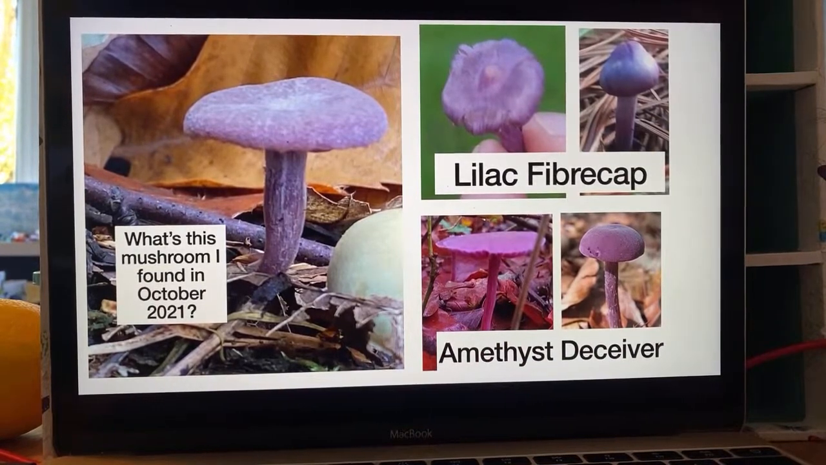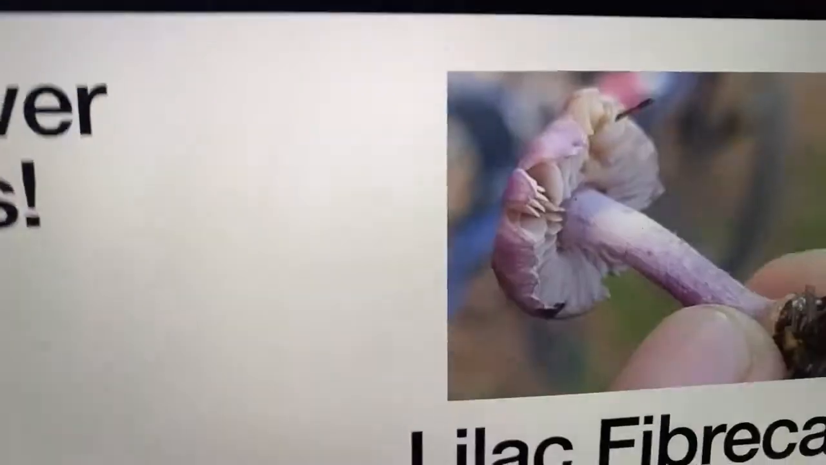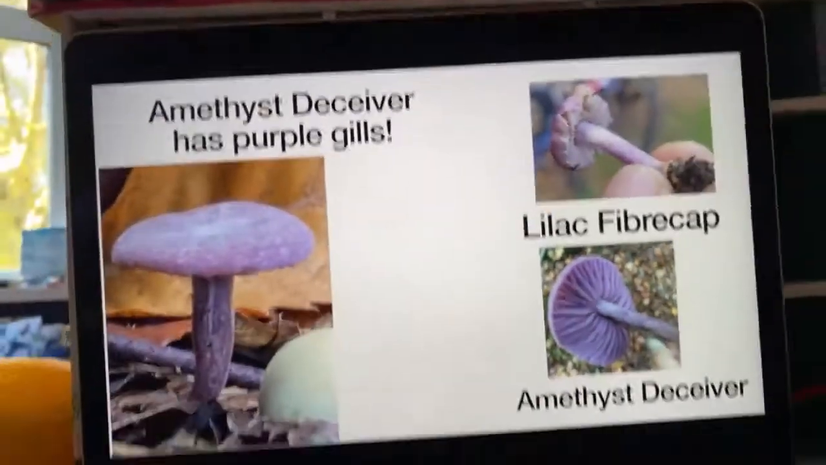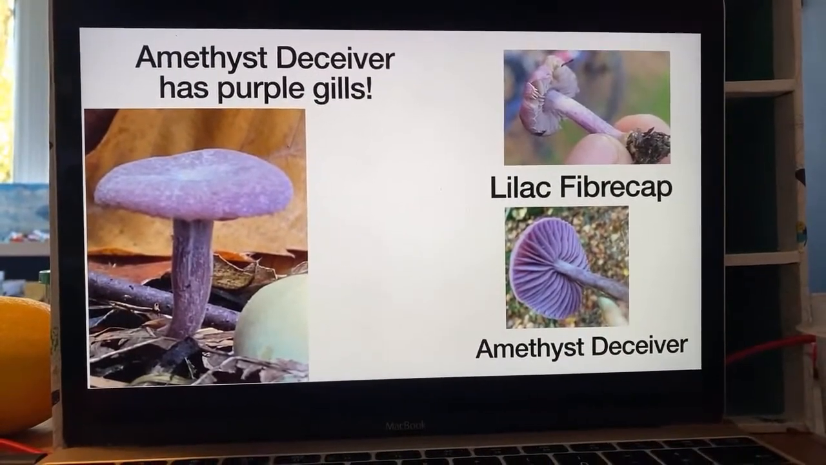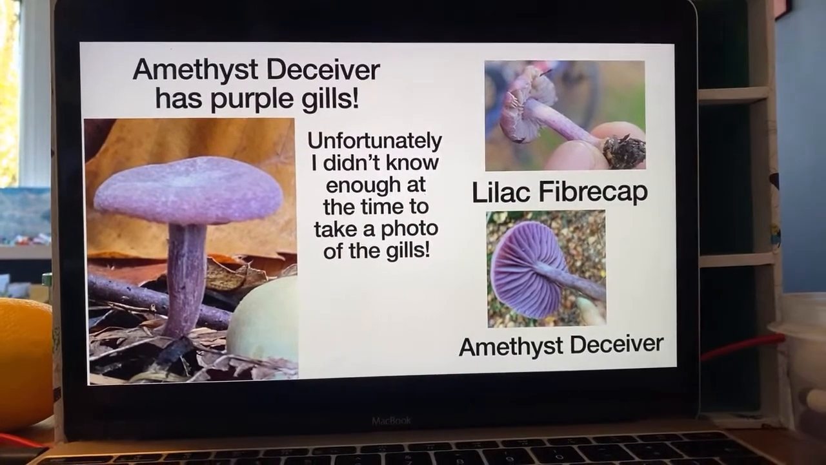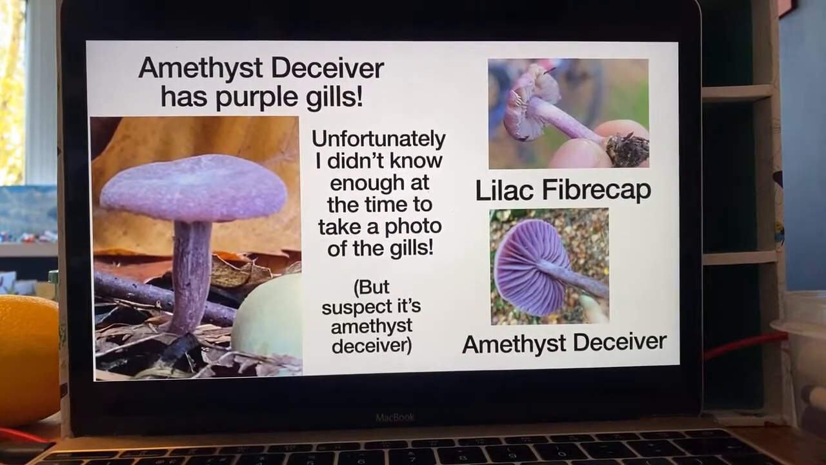Well, the way to tell the difference if you find a small purple mushroom in the UK is the amethyst deceiver has purple gills. Here's a photo of the lilac fibre cap, which you can see has got quite grey, boring white gills. And the amethyst deceiver has these beautiful purple gills. Unfortunately, in October 2021, I didn't know enough to take a photo of the gills, so we may never know, but that's one of the ways you can identify mushrooms. I can be spotted quite recently with my camera phone upside down trying to take pictures from underneath mushrooms because I didn't want to damage them. But I suspect this one is an amethyst deceiver.